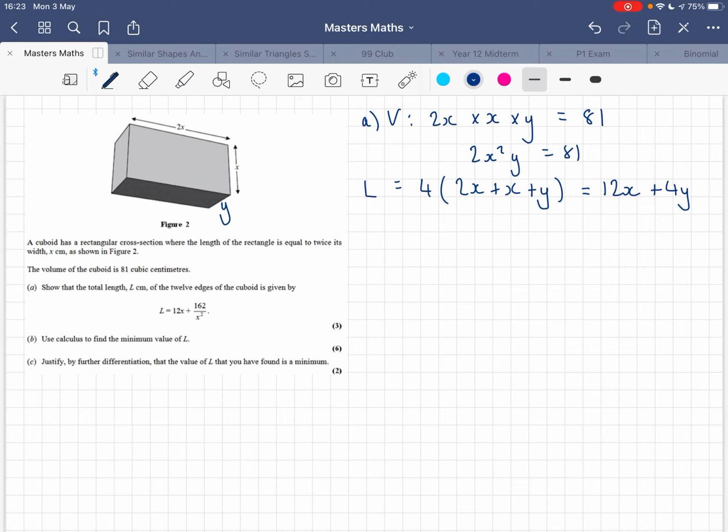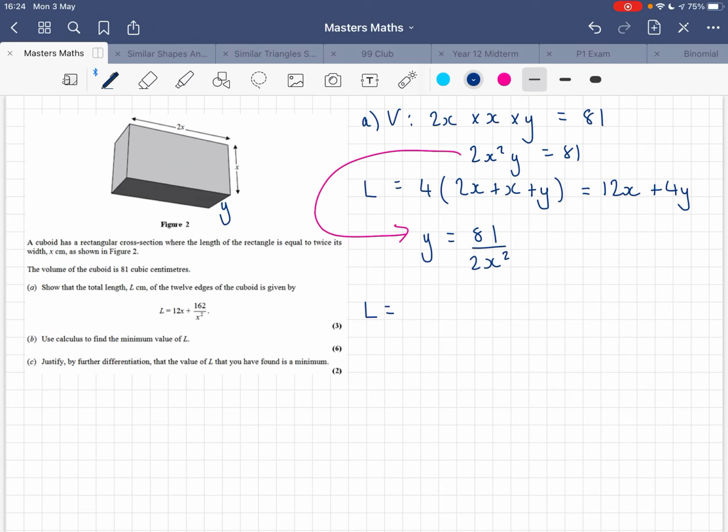We don't want it to have a y in, so we are going to rearrange the volume formula and substitute it into the length, and hopefully we should get something that looks like the formula we've been given. So, taking this and rearranging, we get y is equal to 81 over 2x squared. And then I'm going to substitute that into the formula for the length.